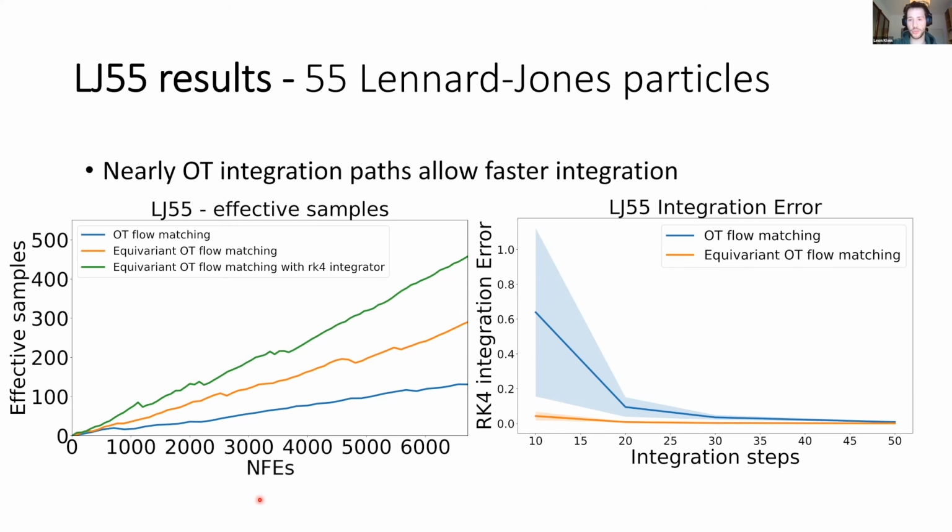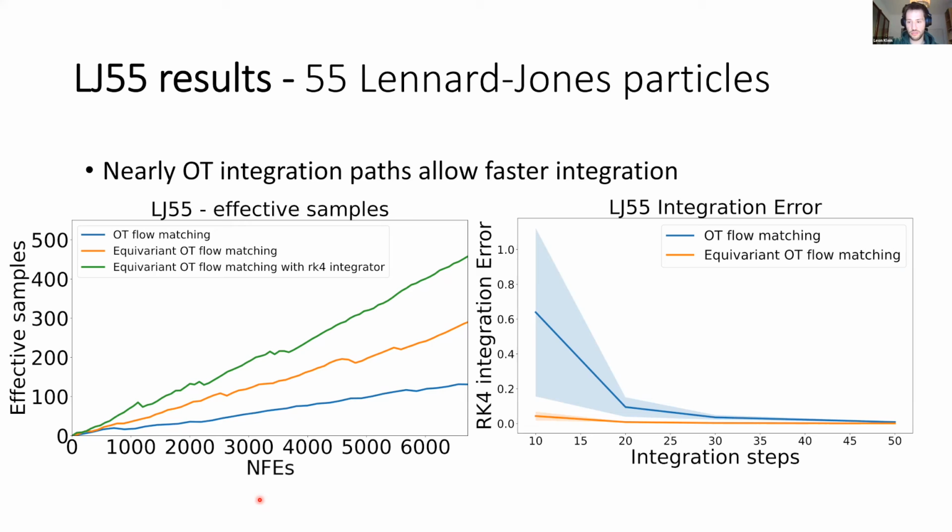So this is exactly what we wanted, right? Now we have a framework which includes the symmetry of the system and allows us to get quite straight integration paths to speed up the sampling of the Boltzmann generator.